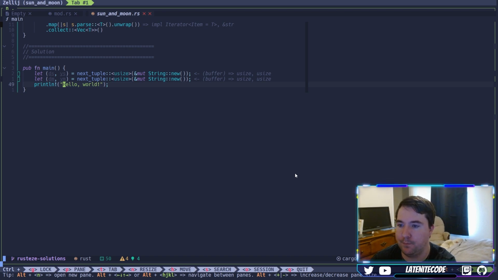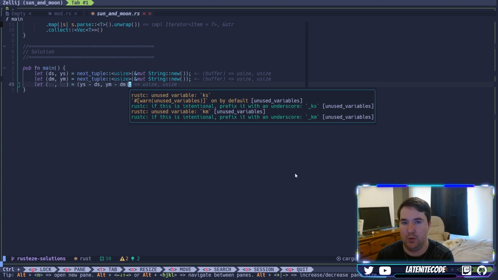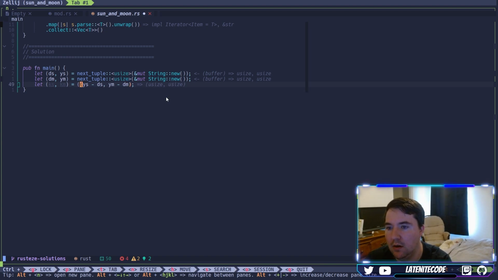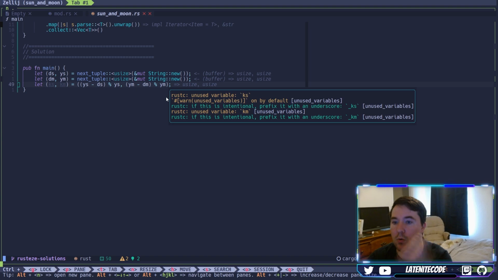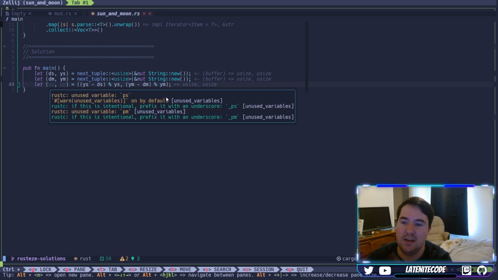So super, super cool. Okay, so now the next thing I want to do is calculate my ks and km, where my ks here is going to be equal to my ys minus ds, and the km is going to be equal to ym minus dm. So that's going to be the point in time at which we come back to these. Then the last thing I need to do here is set these up to be mod ys respectively, and then mod ym respectively. Okay, cool. So now we actually have the length of time until we hit these points. Sorry, we were calling these PM and PS respectively. So now we have those points and we have them as a part of their appropriate mod category.